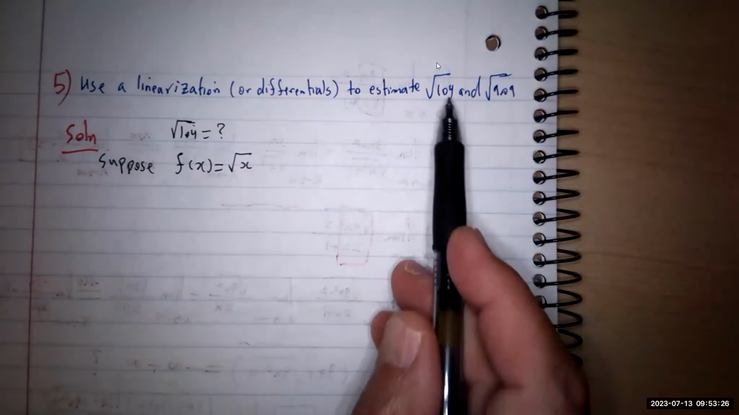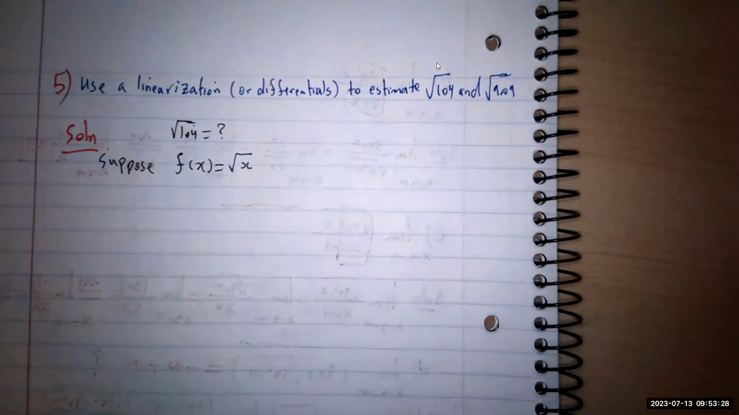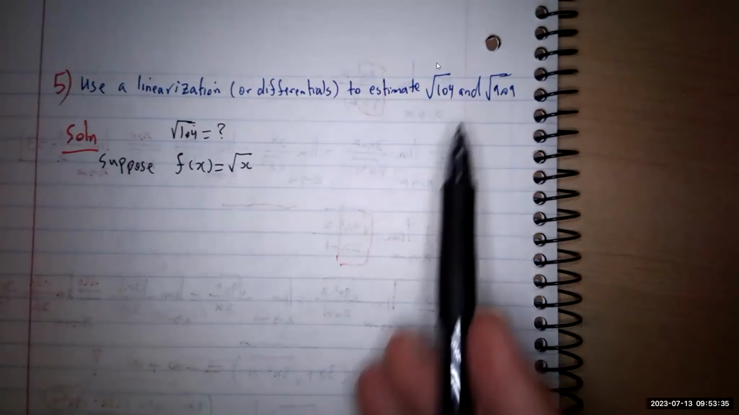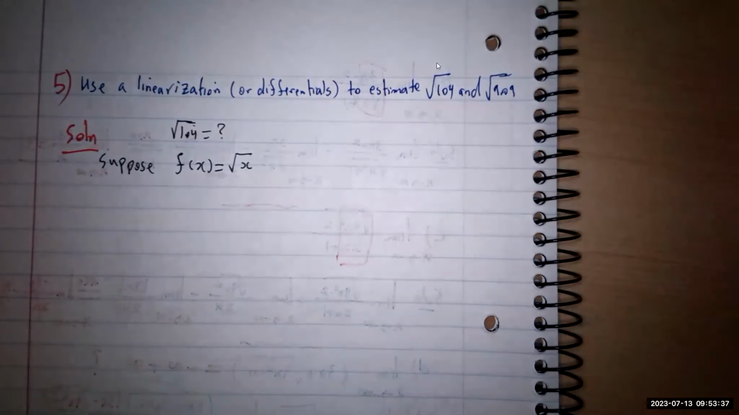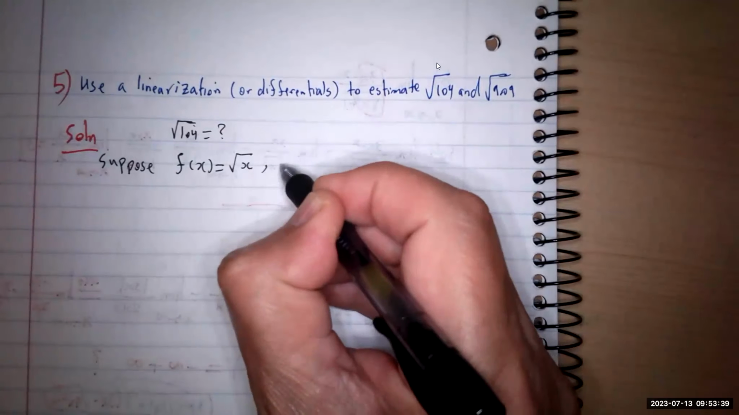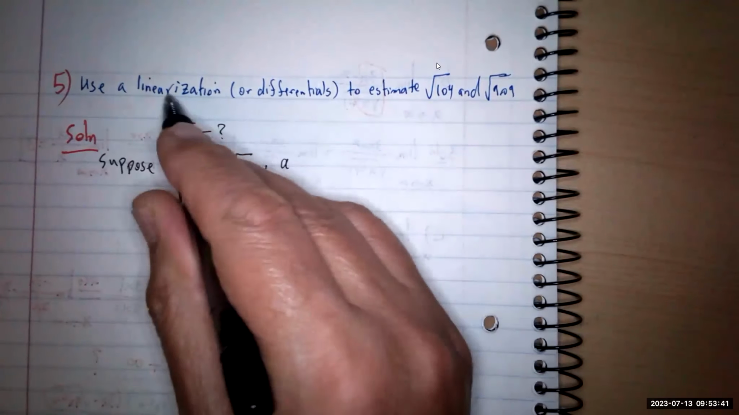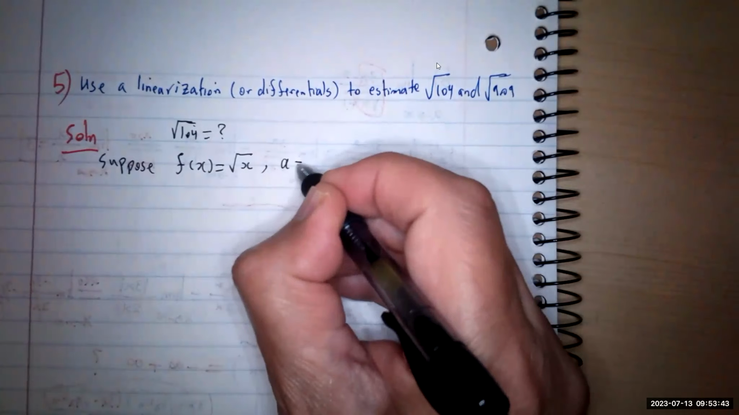We need a number to be a perfect square and close to the 104. 100. It must be a perfect square. Somebody says, oh, I pick 103. No, 103 is close, but it's not a perfect square. So we pick that number. Okay, that number, we call it A. I do the linearization first. 100.